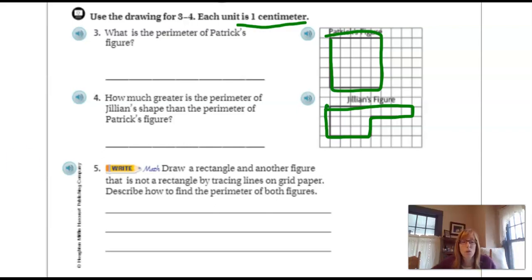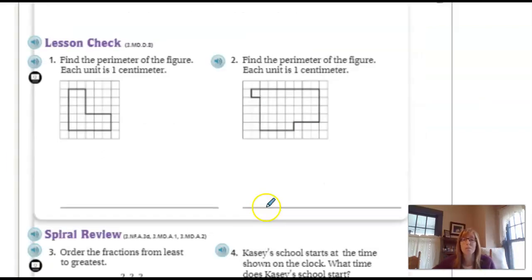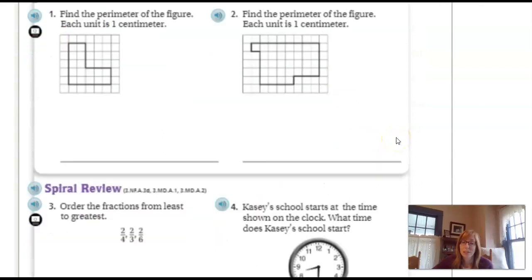We're going to move on to the next page. And this is your lesson check, okay? So hopefully you were able to pause the video and finish your practice in your homework and your lesson check. Number 1 says find the perimeter. You should have counted the distance around your shape, and you would have come up with 20 centimeters because each one was worth a centimeter.